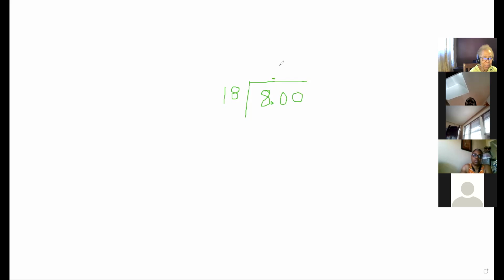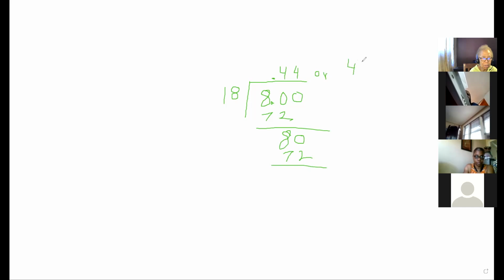So 18 and the 80, put your decimal point here. 18 goes how many times? 4 times, right? 4 times 18 is 72, right? Subtract 72 from 80, that is 8. Bring down your 0. 18 goes into 80 again 4 times, right? So 44, or you could put it as a percent, 44 over 100, or 44%.